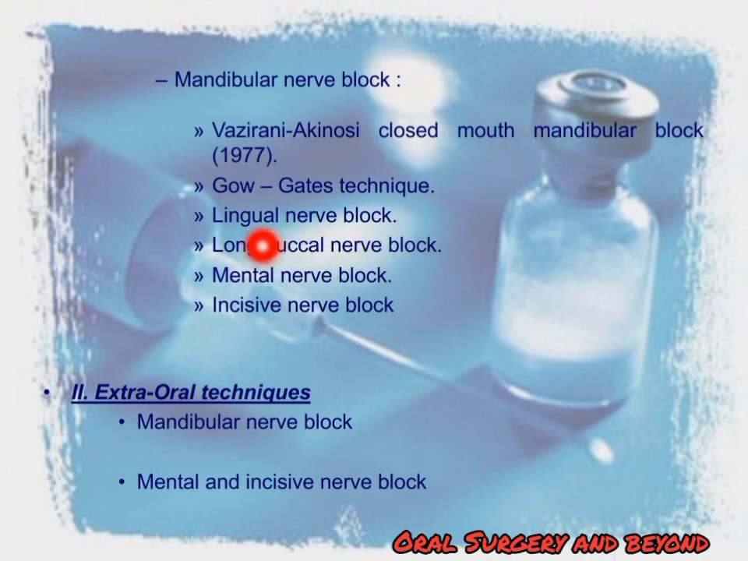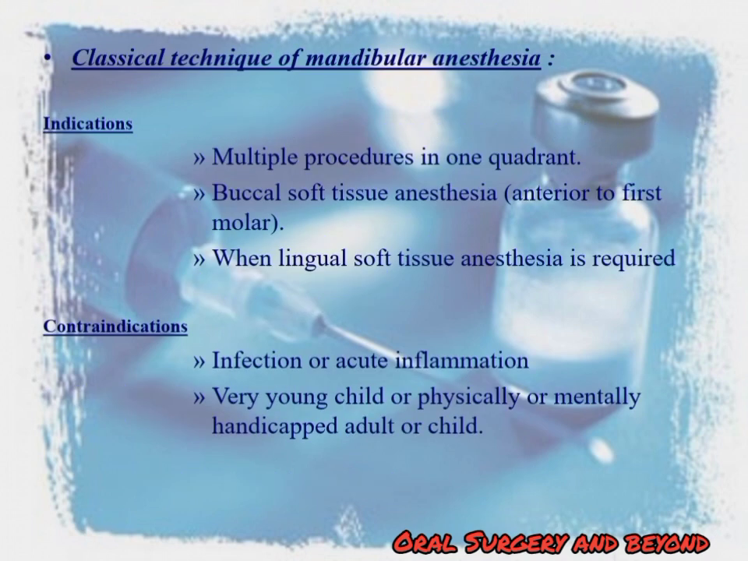As I said earlier, with the inferior alveolar nerve block we always have to consider a lingual nerve block, long buccal nerve block, and the mental nerve block also. Besides this, we most frequently use the intraoral mandibular nerve block technique, but there are extraoral nerve block techniques also. We'll see them briefly at the end of today's session.